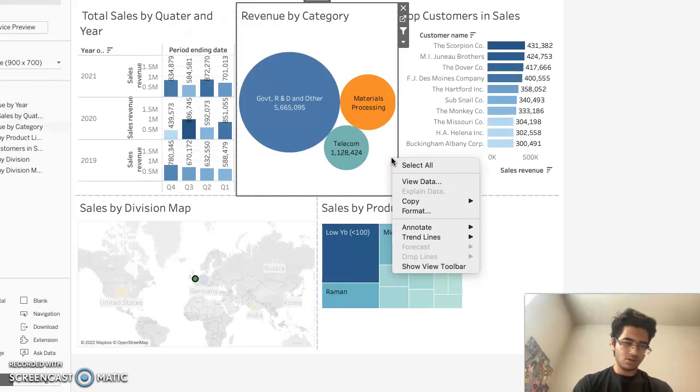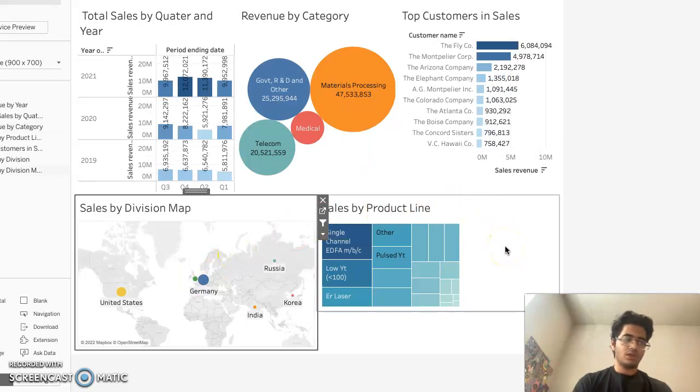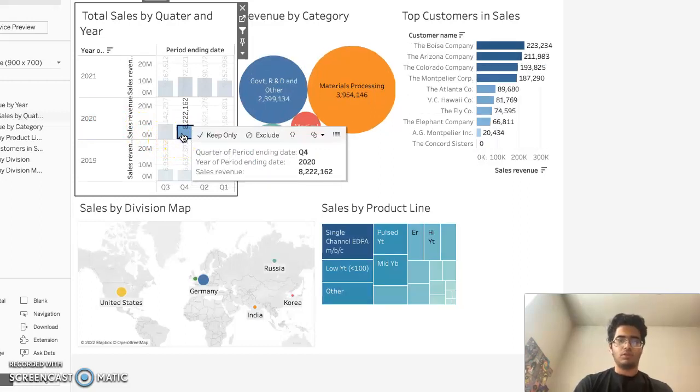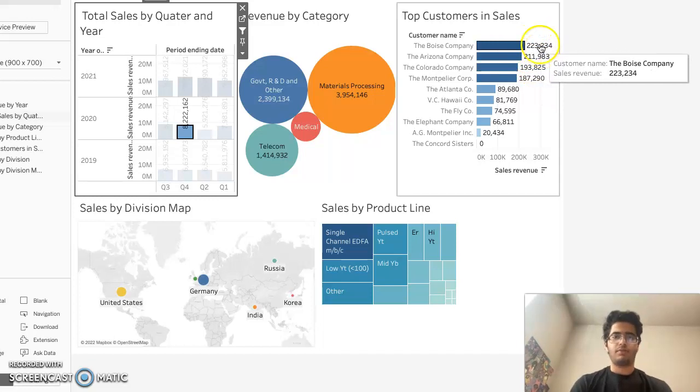Then we go to our sixth question. What are the top customers in the fourth quarter of 2020? So 2020, and we select the fourth quarter here. It's the Boyce Company, which is the highest, that is 223234.